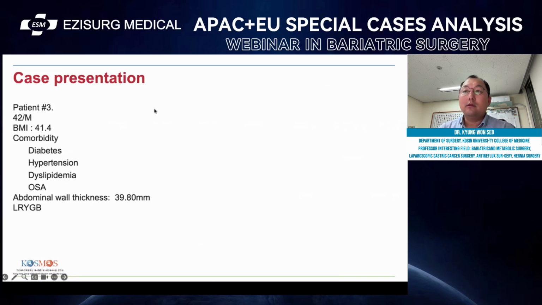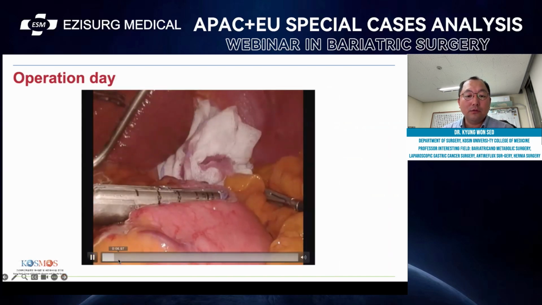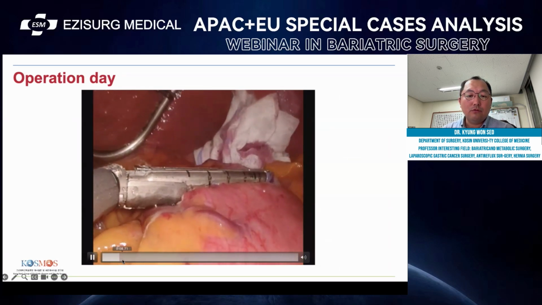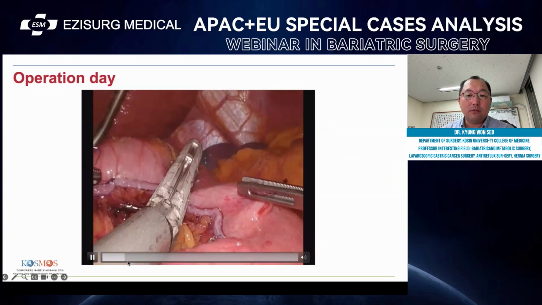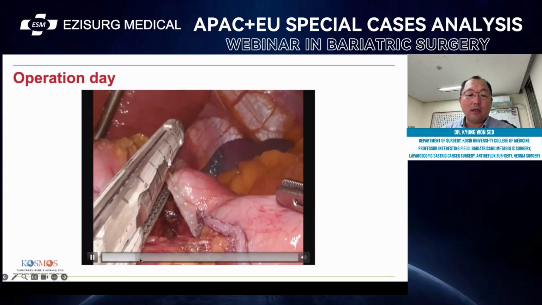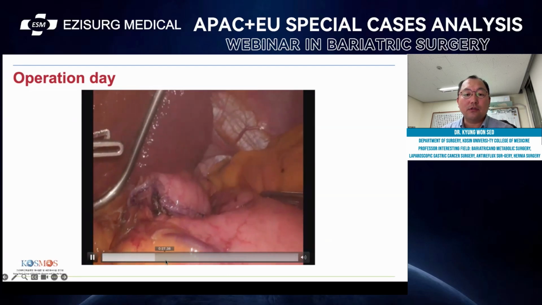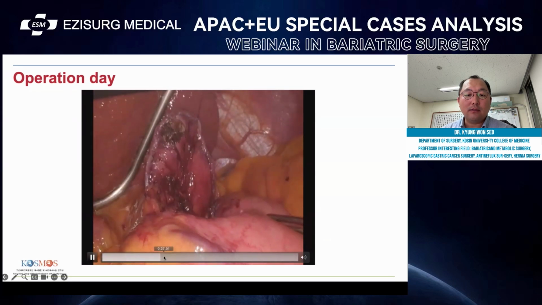And I will show my experience of a bleeding case after bariatric surgery. A 42-year-old male with many comorbidities received a Roux-en-Y gastric bypass. This is my short video. We did the small gastric pouch formation, and then we made the gastrojejunostomy like this.